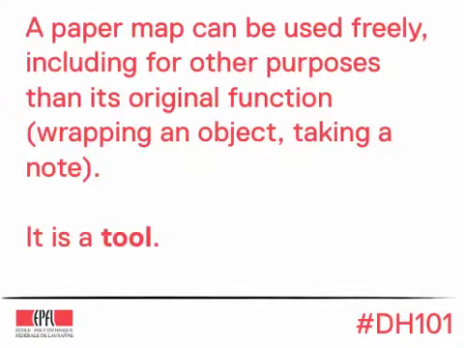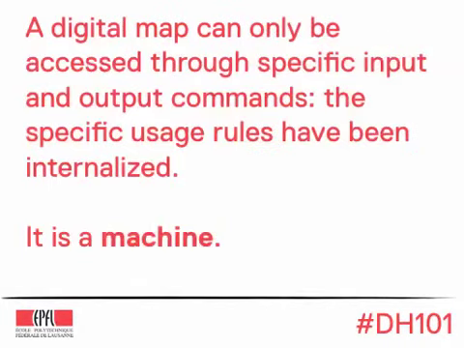A paper map can be used freely, including for other purposes than its original function. You can wrap an object using a map. You can take a note on a paper map. It's a tool. A digital map can only be accessed through specific input and output commands. The specific usage rules have been internalized. It is a machine.